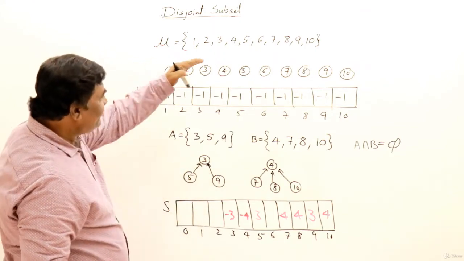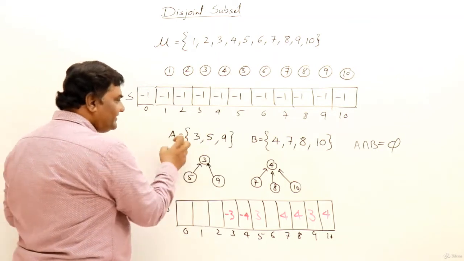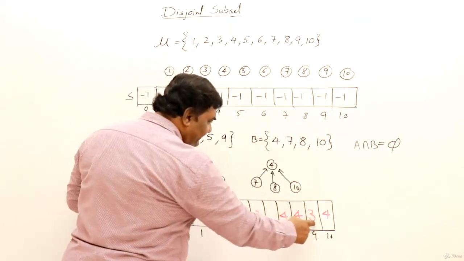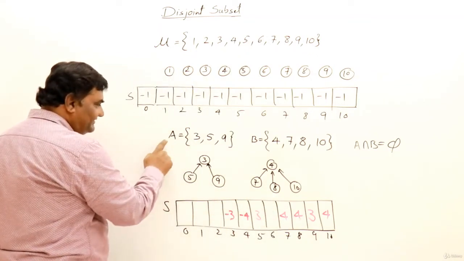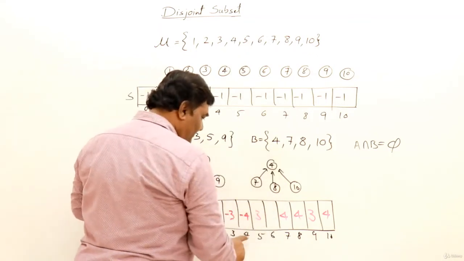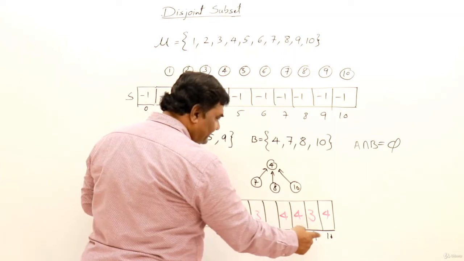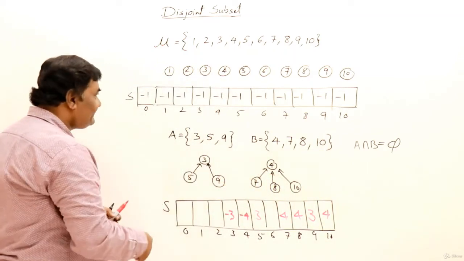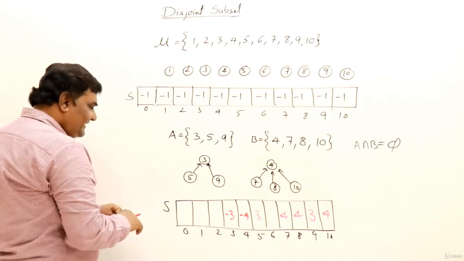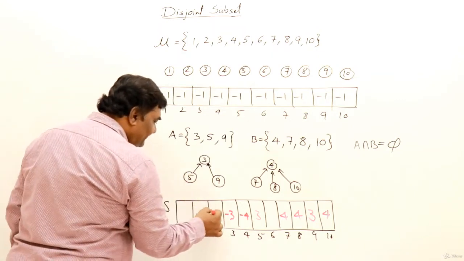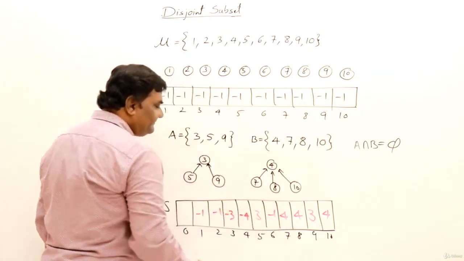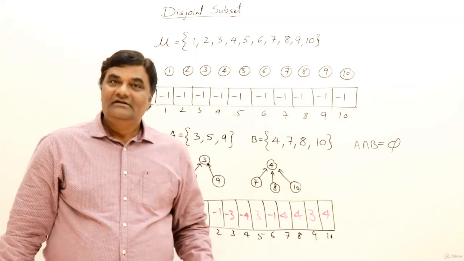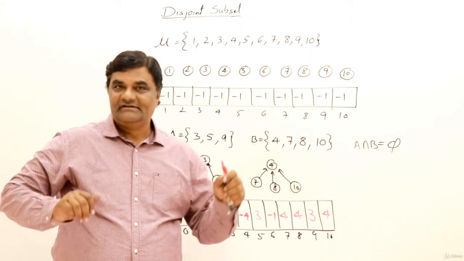So from that universal set, we have prepared one subset A, one subset B. These elements, 3, 3, 3, are forming a subset that is A, and this 4 and the 7 and 8 and 10 are forming a set that is B. What about the rest of the elements? They are not yet included. So let us put all of them as -1. So that's all. This is the representation of disjoint subsets in a universal set.